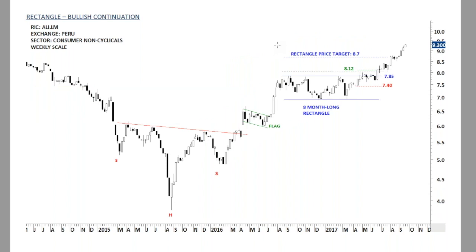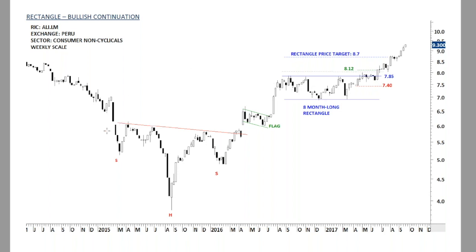Another one, members remember, I look at emerging markets. I highlight those chart patterns that are clearly identifiable in the emerging markets universe. So this was a company from Peru. It had a clear chart pattern, 8-month long rectangle that had a clear breakout, took us to the chart pattern price target at 8.7 levels.